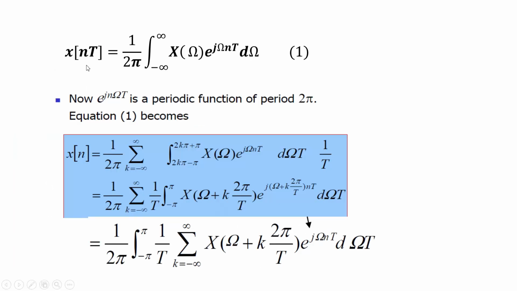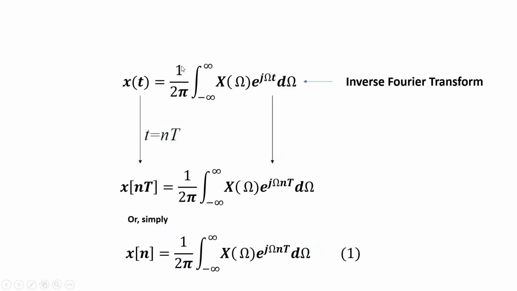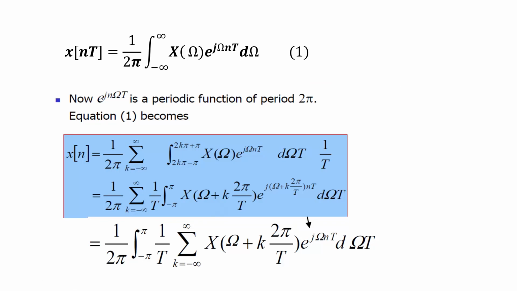Now, x of nT, which is the discrete form of the signal, is 1 over 2 pi integral going from minus infinity to infinity of the analog spectrum, e to the power j big omega n capital T, right? Now, basically, this has been obtained. This is the same equation as we were discussing in the previous slide. Now, this factor e to the power j big omega n capital T is the phase factor. It is a periodic function of 2 pi. That means this analog spectrum will repeat after every 2 pi in the digital domain.